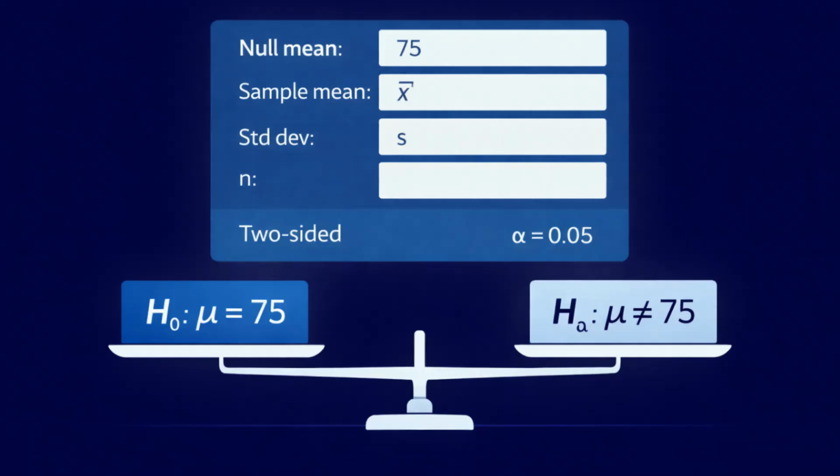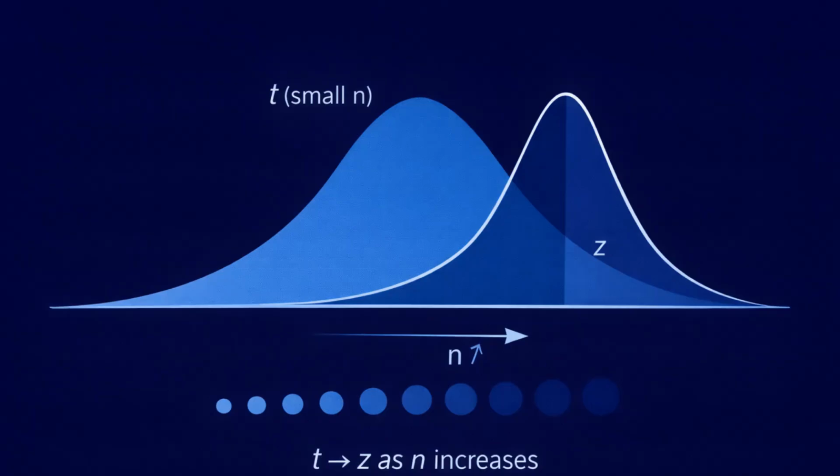The software calculates a t-test statistic using the t-distribution with degrees of freedom based on the sample size. The t-distribution is wider than the z-distribution for small samples because it accounts for additional uncertainty when the population standard deviation is estimated rather than known. As the sample size increases, the t-distribution becomes closer to the z-distribution.